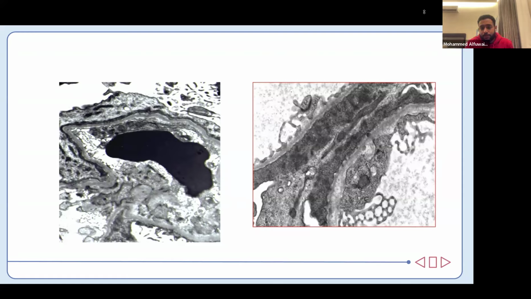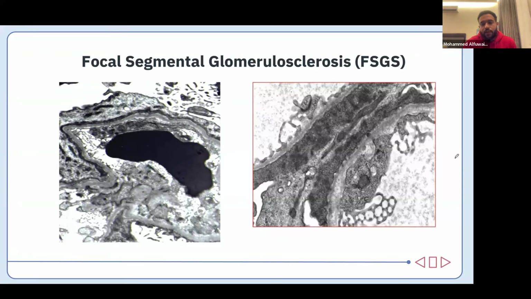Effacement of the foot processes. Good. Okay. Perfect. Now, how do you treat this? Very simple. It's mostly secondary to other things. So what do you want to treat? The underlying cause, whatever the patient has, and then it'll fix the issue. If it doesn't, you can give immunosuppressants. That's how you treat FSGS. Okay.